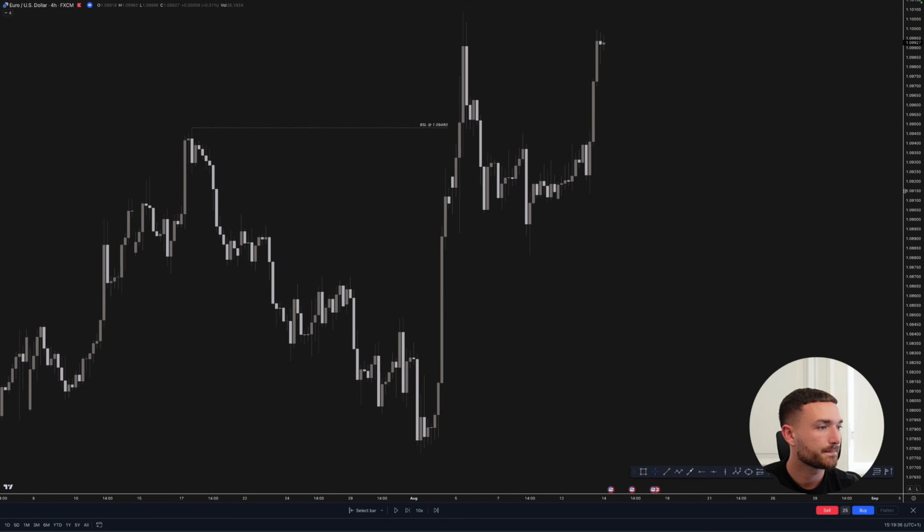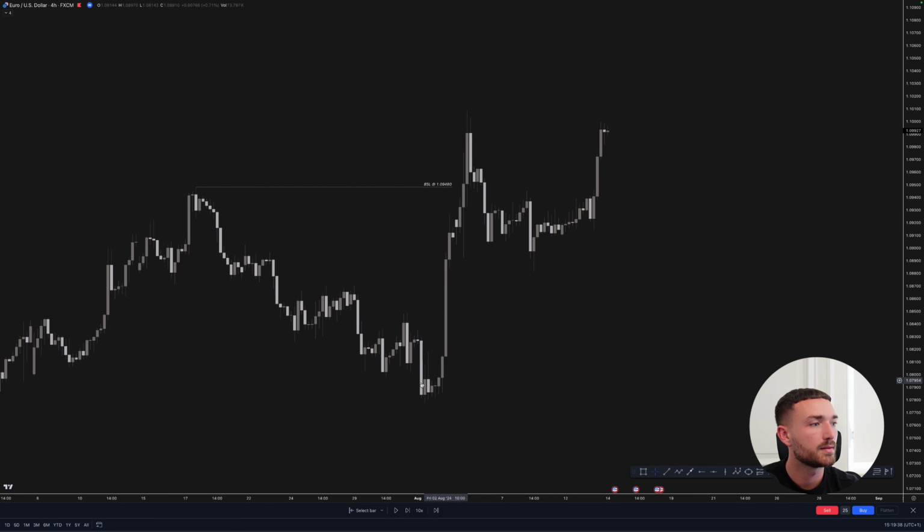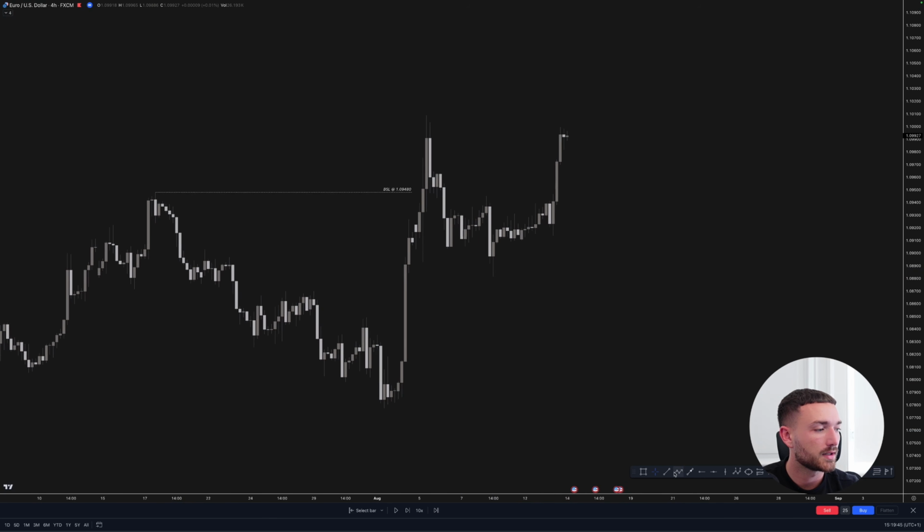Okay, so it's indicating that the bulls are in the market, the bulls are in control, and as you can see, price has pulled back now. Normally what you see price do is impulse, correct, and then continuation. So I was looking for the continuation phase of this and potentially taking out this high.